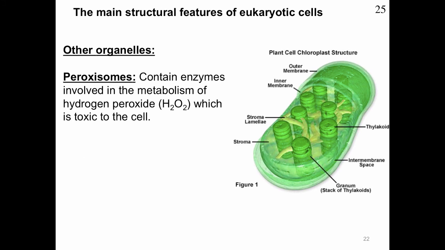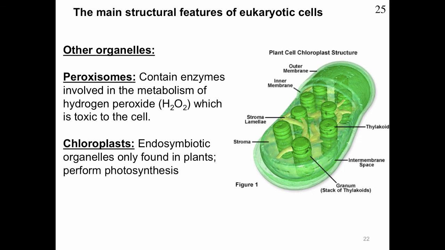Other organelles include peroxisomes. Peroxisomes contain enzymes involved in the metabolism of hydrogen peroxide, which is toxic to the cell. There are also chloroplasts, which are endosymbiotic organelles that are only found in plants and some algae, and perform photosynthesis.